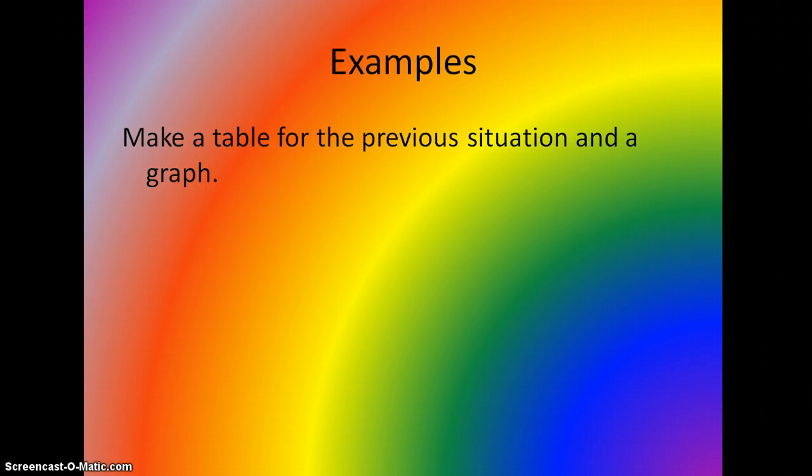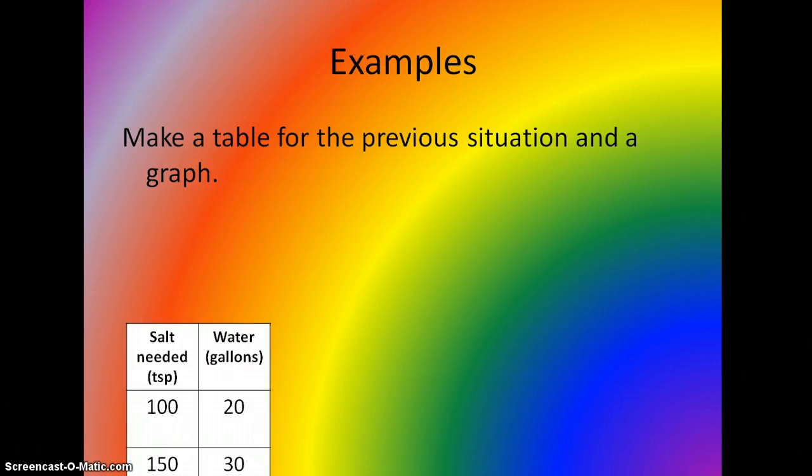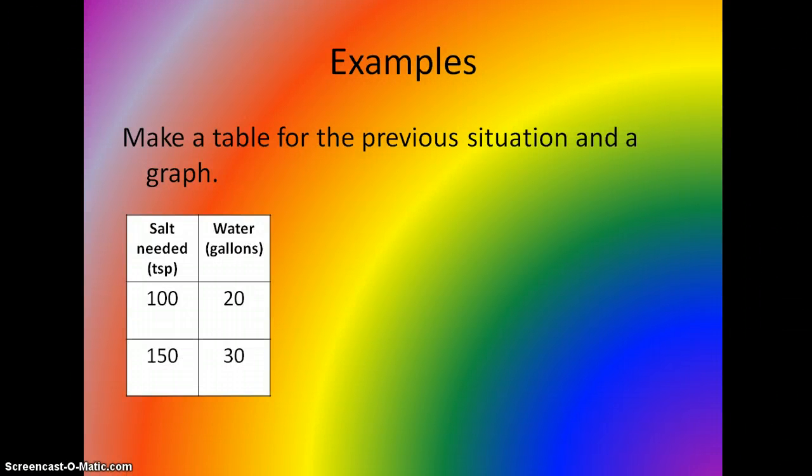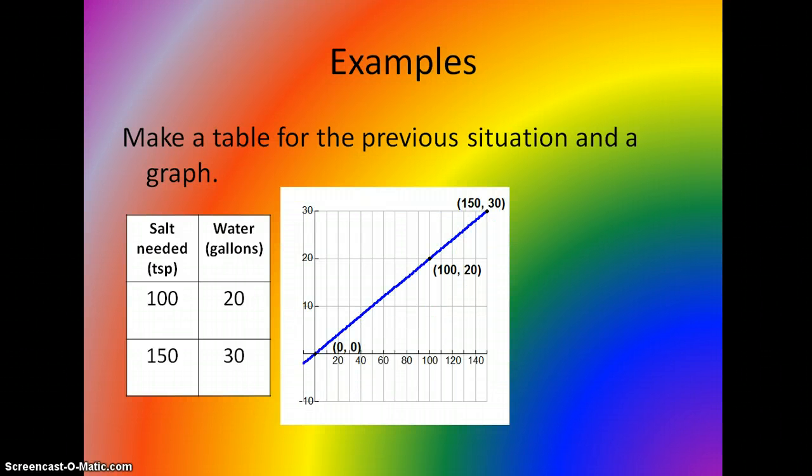We can make a table for that previous situation and a graph. Let's take a look at the table. We knew that we needed 100 tablespoons for 20 gallons of water, and we just solved the proportion and found that we needed 150 tablespoons of salt for 30 gallons of water. So this is our table. Then I'd take a look at the graph. Again, it's a line, and notice I added in 0, 0 on that line. Obviously, if I have no water, I don't need any salt, so 0, 0 is a logical choice.